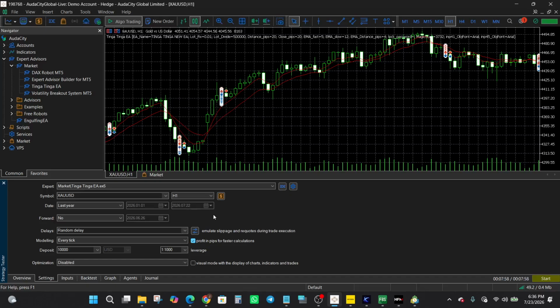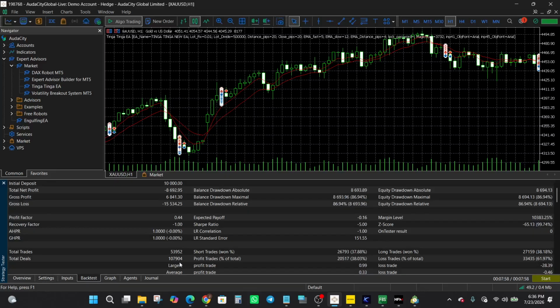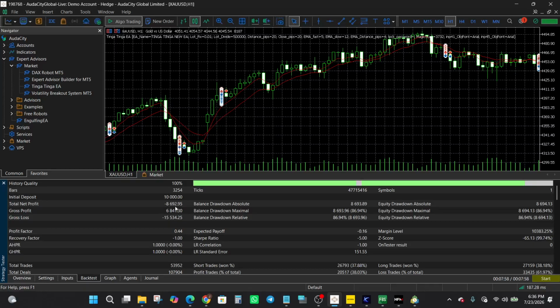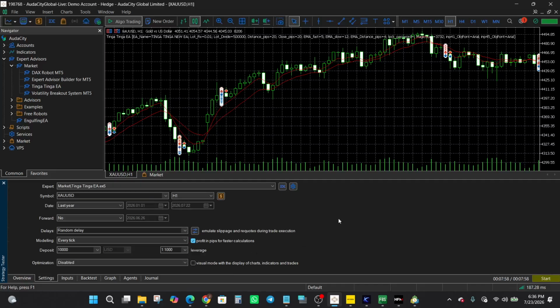Okay, however, despite that large number of trades, the report finished with an overall net loss of 8,692.95. That is really disappointing, right? It's really disappointing. Meanwhile, the test was conducted on XAUUSD on the H1 time frame, and I used the every tick modeling for a level of accuracy.